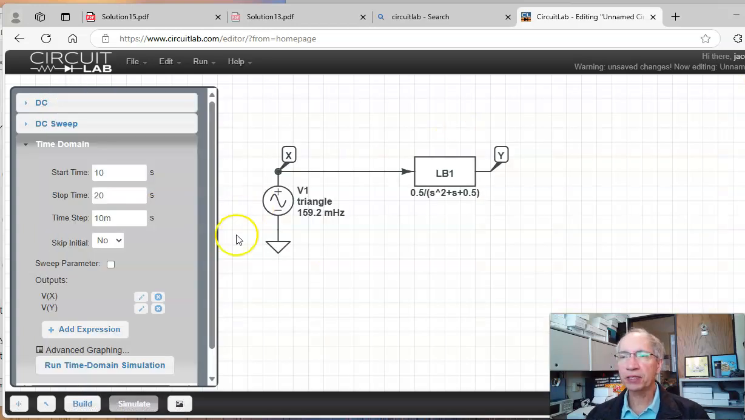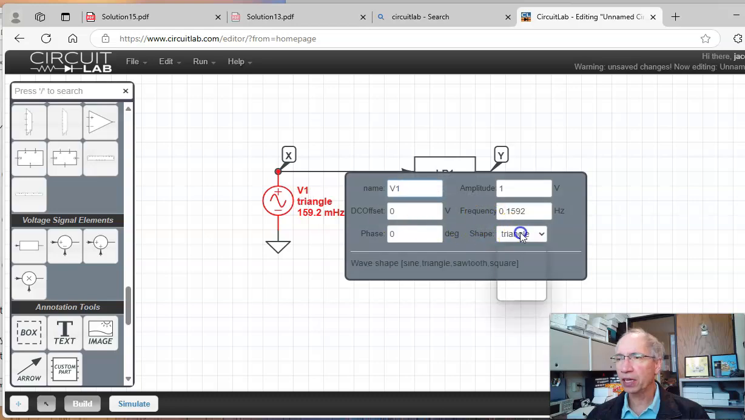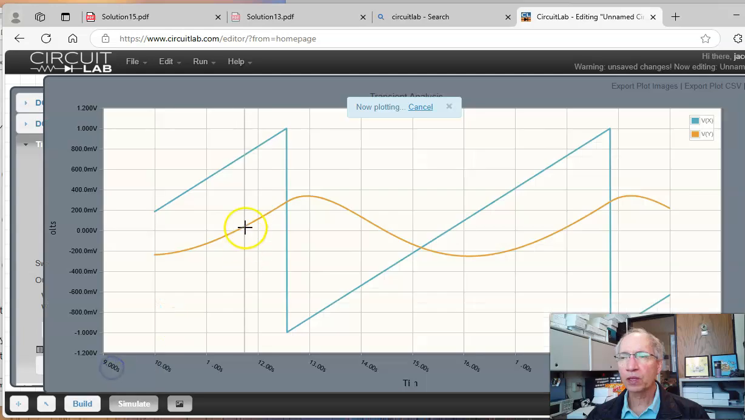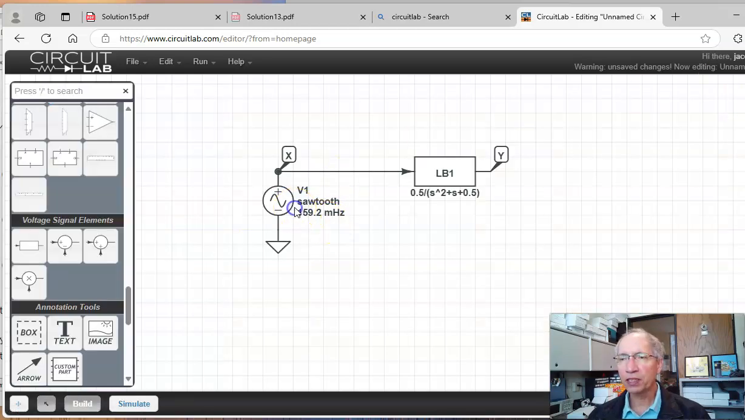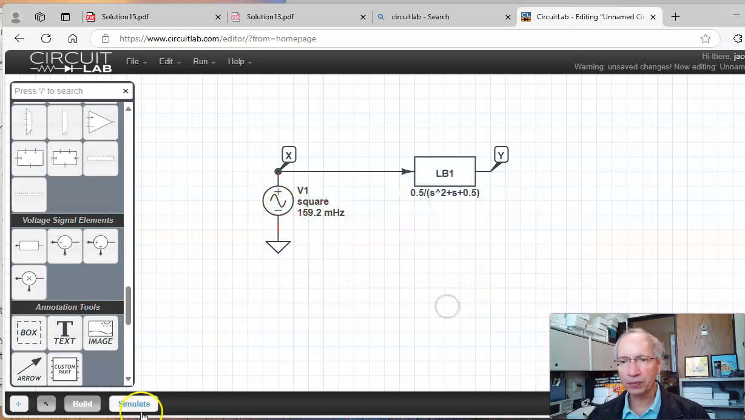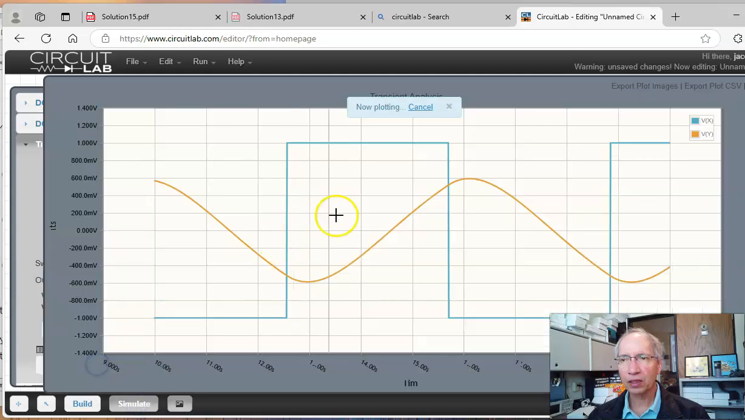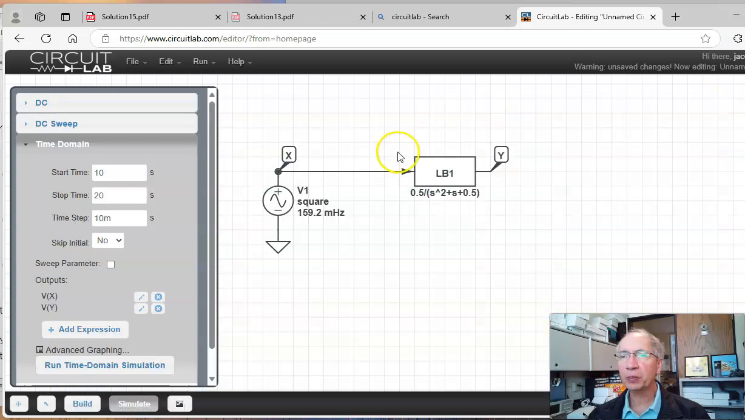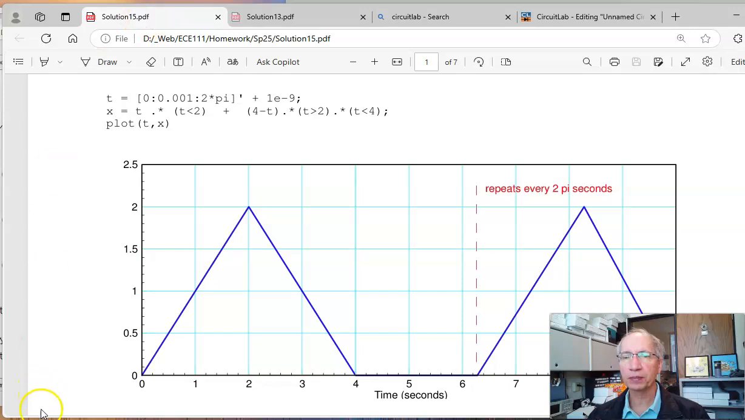Suppose the input is something else that's periodic, but not a sine wave. I could have a sawtooth wave. And here's the input, the blue line, the sawtooth wave. There's the output. It's no longer a sine wave. How do I calculate that? Or finally, if I go down here, I could have a square wave input. There's the input, a square wave. There's the output. Again, it's not a sine wave. How do I find the output when the input is not a sine wave?